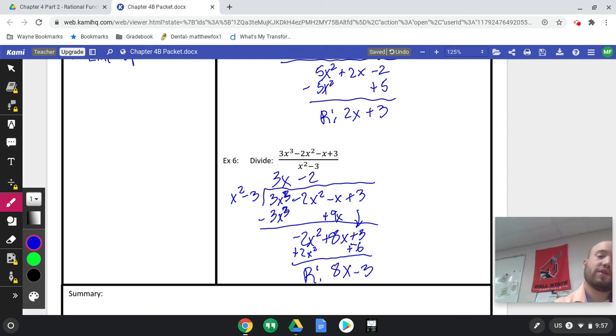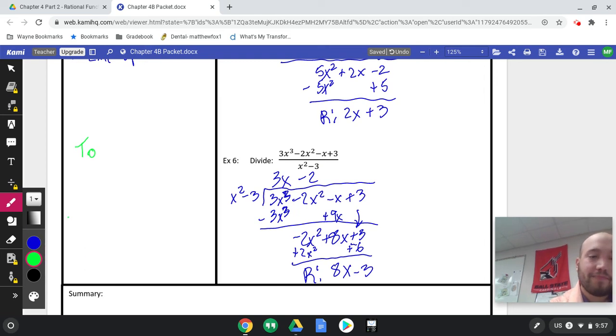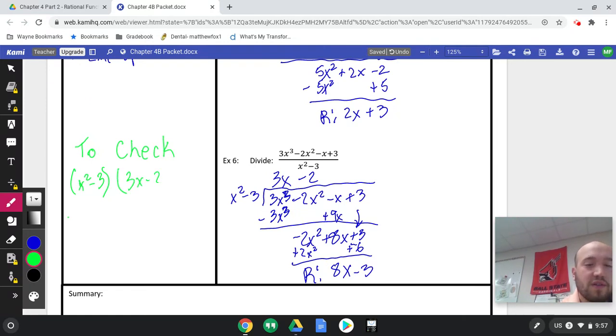Now, let me show you real quick if we wanted to check this one. To check it, once again, we're going to FOIL. This time I'm going to wait. I'm just going to deal with these two terms, and then I'm going to add this on at the end, and I'll show you why. So we know it'd be x squared minus 3, and then we've got 3x minus 2 as our answer. Once again, this is optional, but some of you might find it helpful.